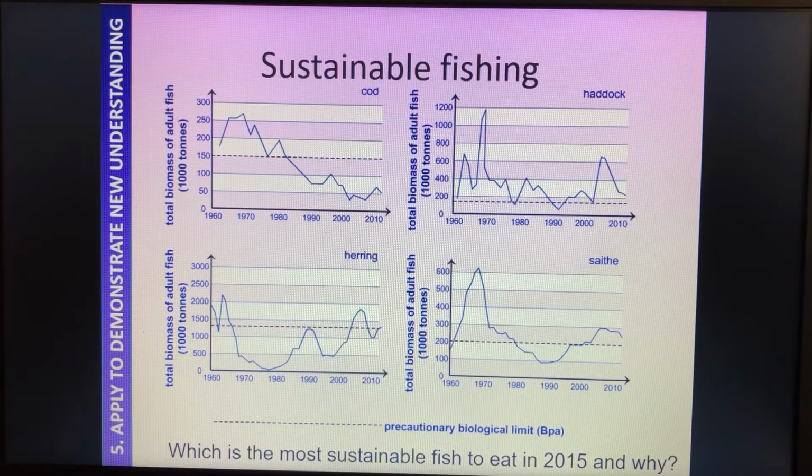Each of those dashed lines is the precautionary limit. This is the limit by which if the numbers of fish of that particular species go below that limit, it is unlikely to become, it's no longer a sustainable fishery. Basically, the numbers are going to wipe out unless something's done to stop it.